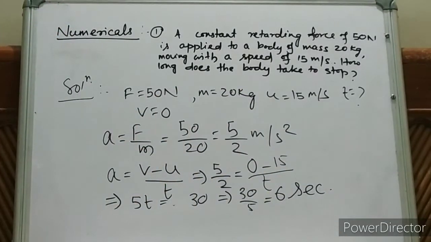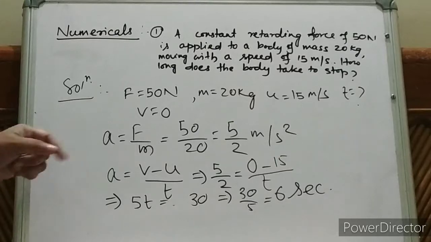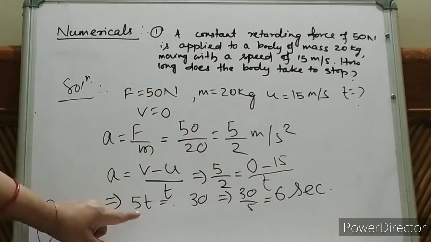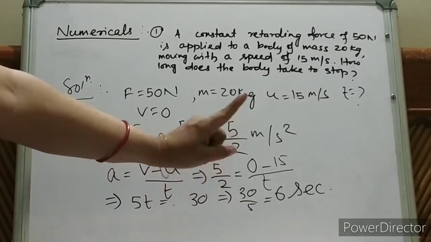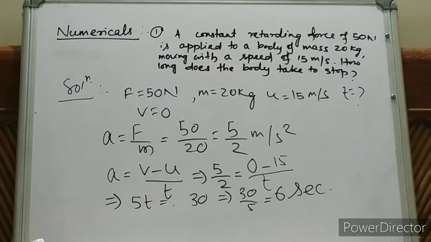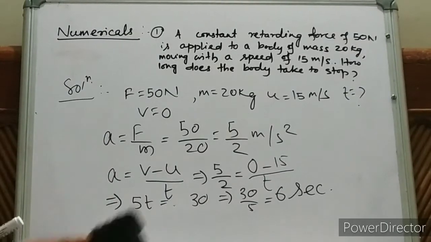Clear? What is the time taken? Is it clear, children? A is equal to how much? 5 by 2. This is a retarding force. So simply we can write change in velocity of 15. So 15 into 2, 30 divided by 5, 6 seconds. Is it clear? Can I erase it?